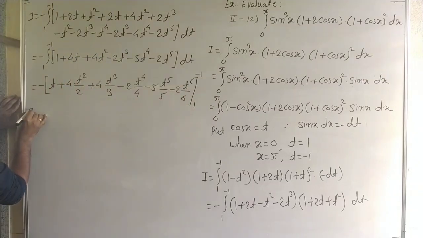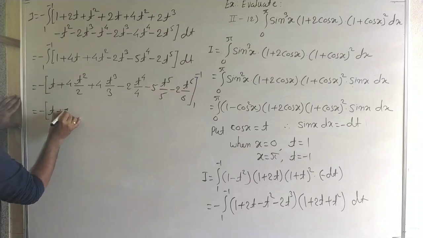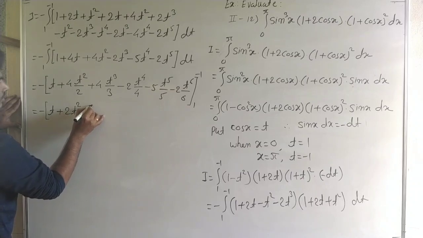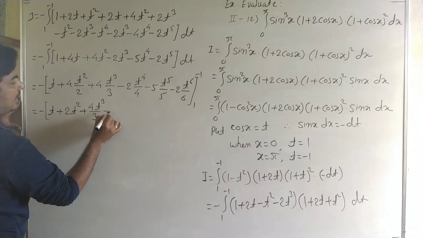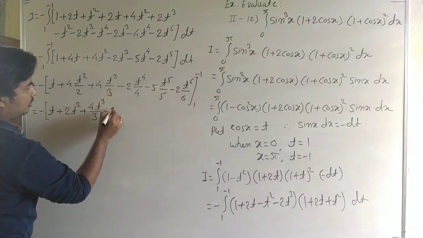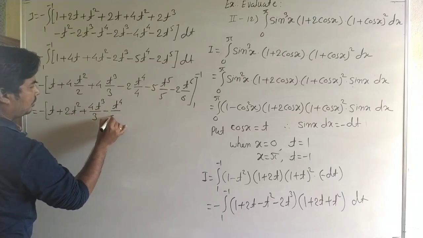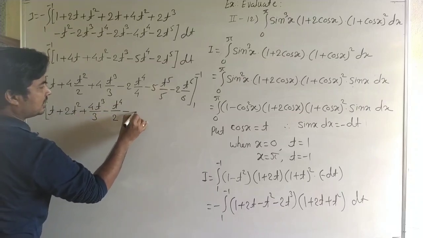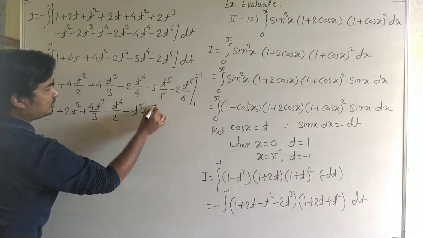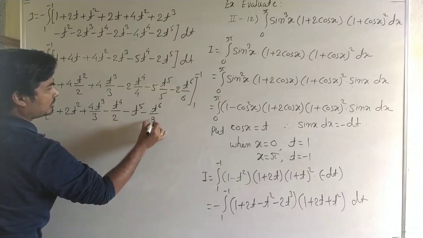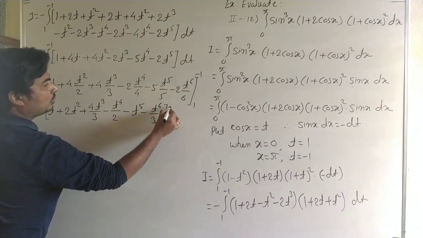Calculate this. Minus, here it is t plus 4 by 2, that means 2t squared, plus 4t cubed upon 3, minus 2 and 4, it is 1 by 2, therefore t to the power 4 upon 2, minus 5 gets cancelled, it is t to the power 5, and minus 2 and 6, therefore it is 1 by 3, therefore t to the power 6 upon 3, and the limit is 1 to minus 1.